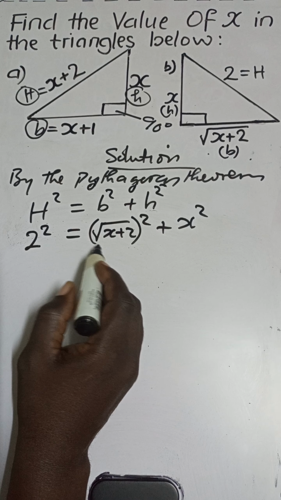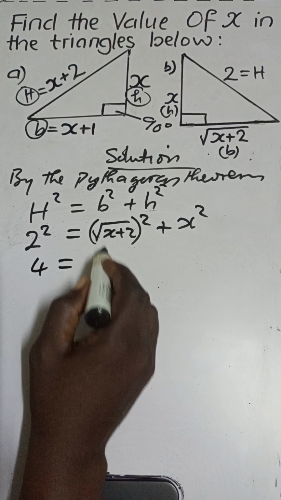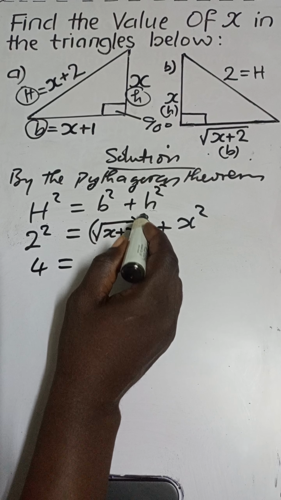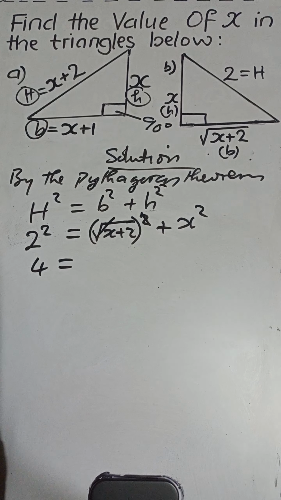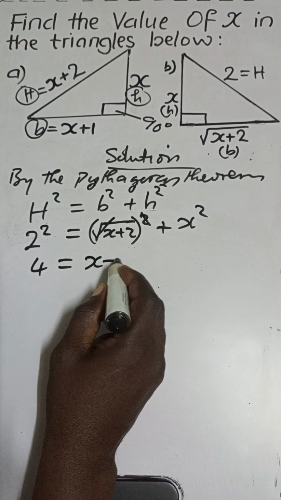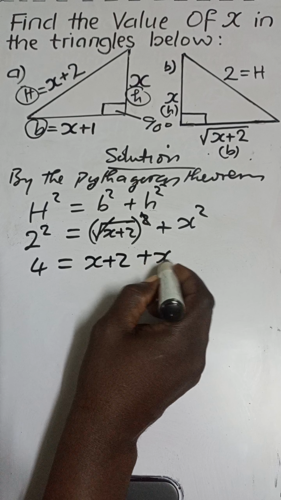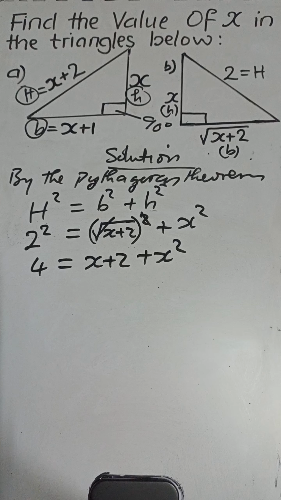So let's handle the parentheses first. Of course 2 squared is 4, that's it. And then the parentheses, we know that the square function always cancels out the square root function. So they will cancel out, and we are left with x plus 2 plus x squared. We have this equation to solve for x. It's clearly a quadratic equation.